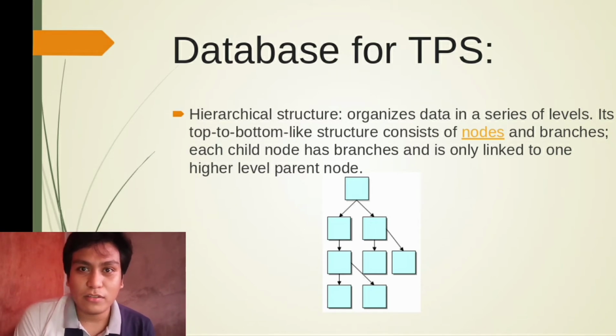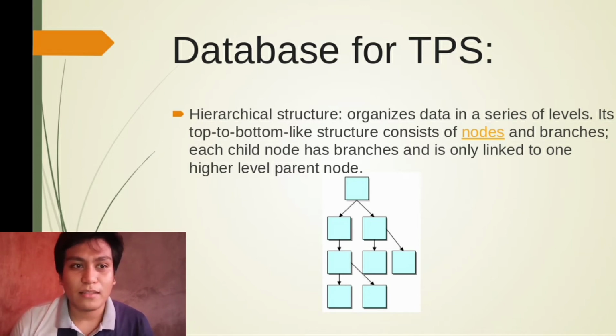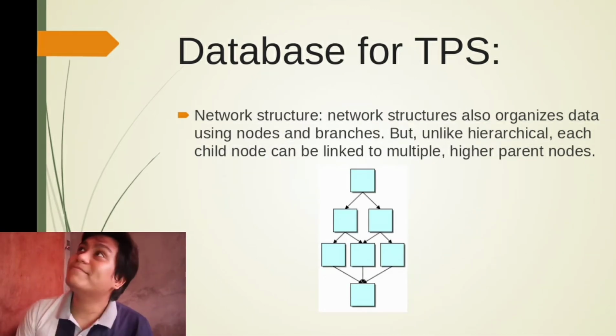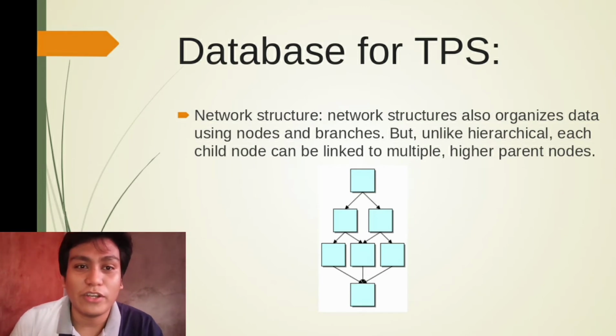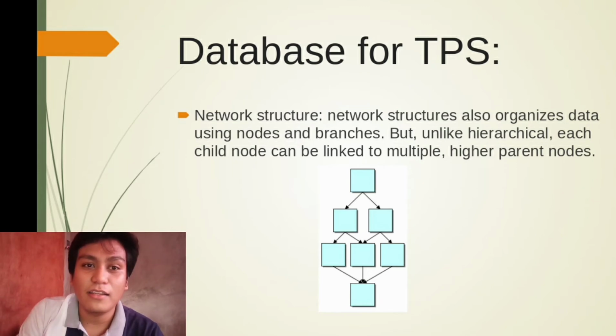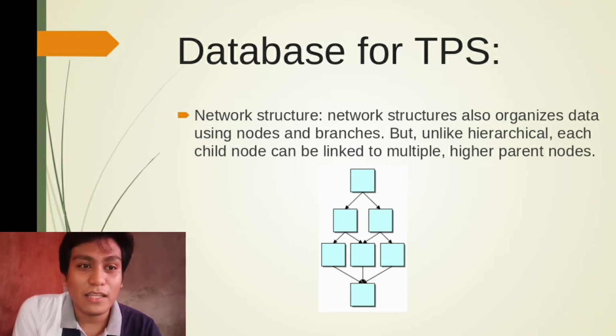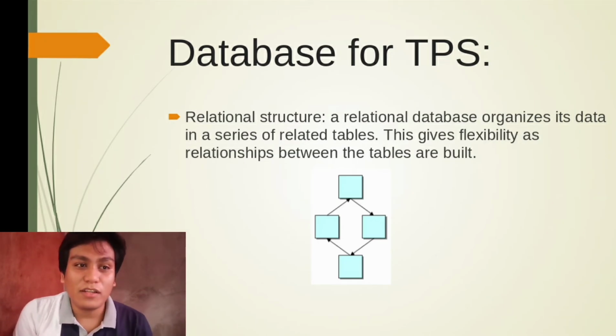It organizes data in a series of levels. Its top-to-bottom structure consists of nodes and branches. Each child node has branches and is only linked to one higher-level parent node. Network structure. Network structures also organize data using nodes and branches, but unlike hierarchical, each node can be linked to multiple higher parent nodes. The last one is the relational structure.